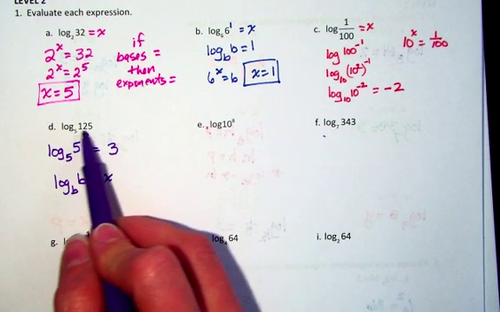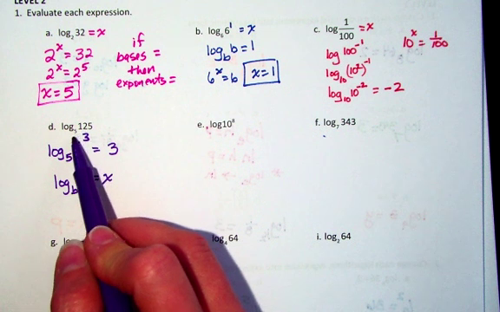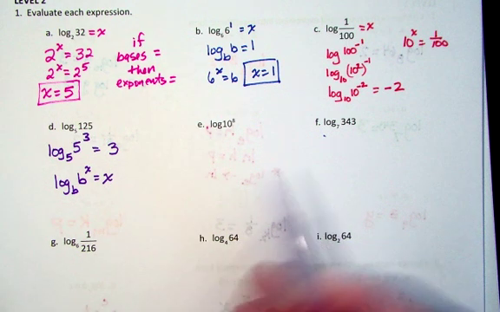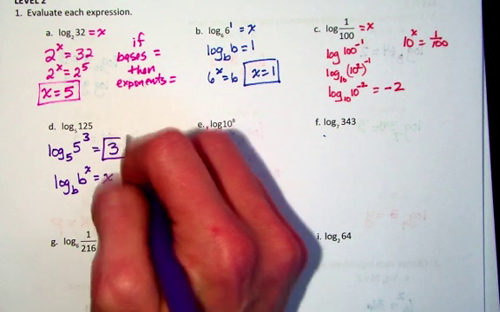So if you can rewrite this number so that it matches the base here, then that's great, because then you know the exponent is the actual answer. So the answer here is 3.